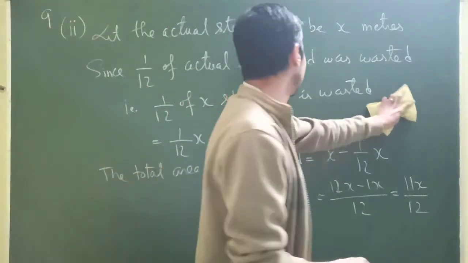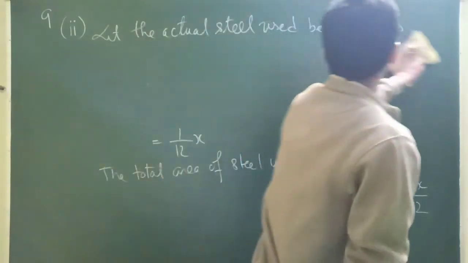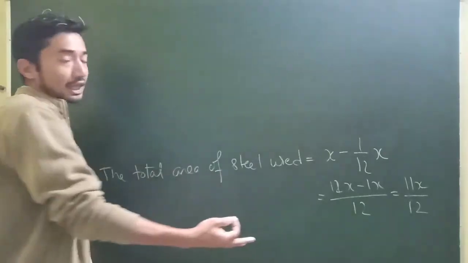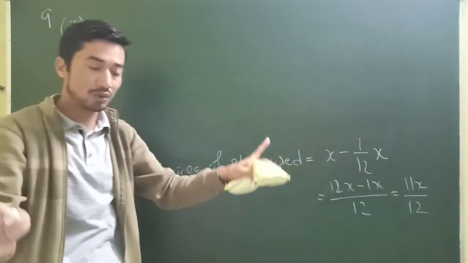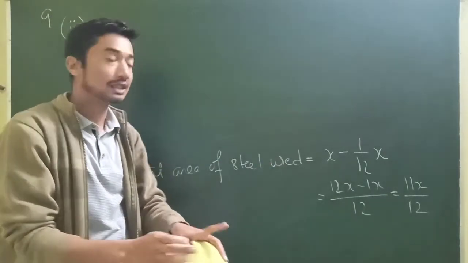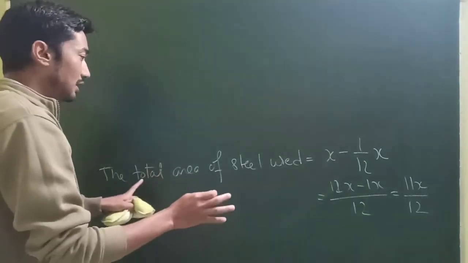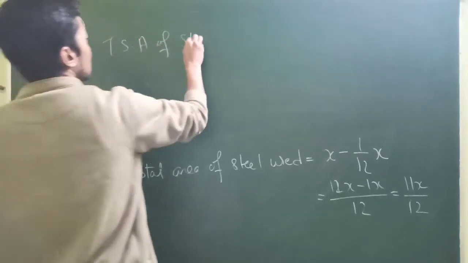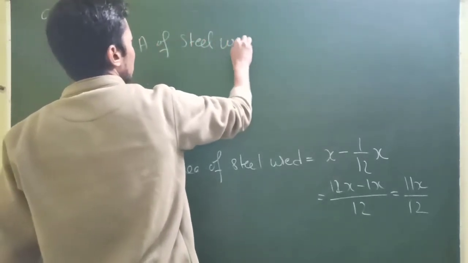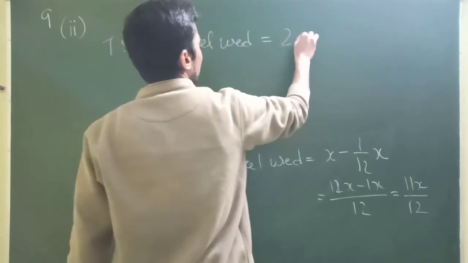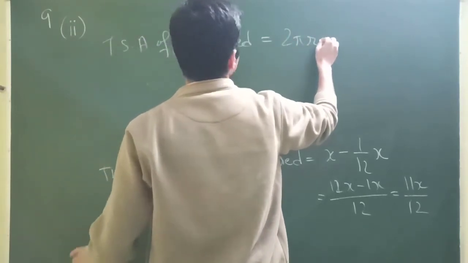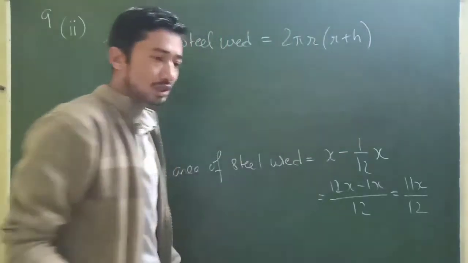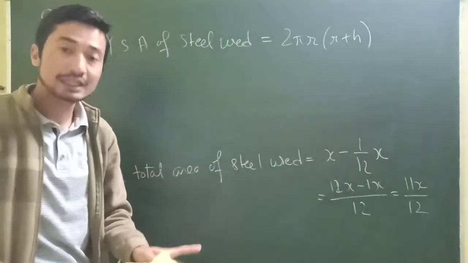So used means actually what? Used means it was utilized in preparation of the closed cylindrical tank. In preparation of the closed cylindrical tank, the total surface area of steel used is actually what? Total surface area is 2πr(r + h). This is actually the total surface area of the cylindrical tank.